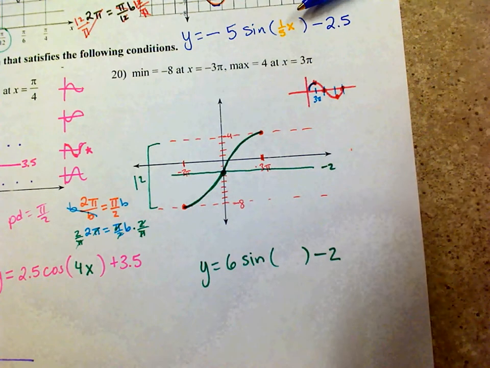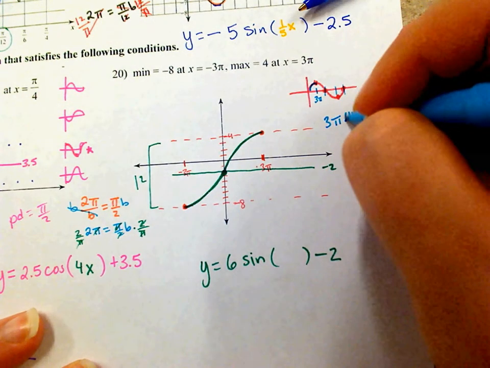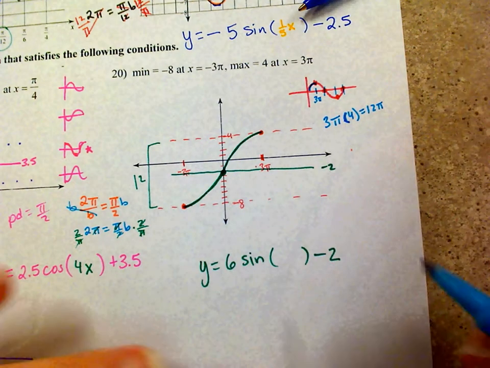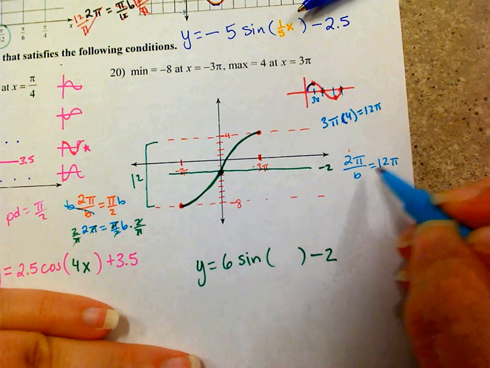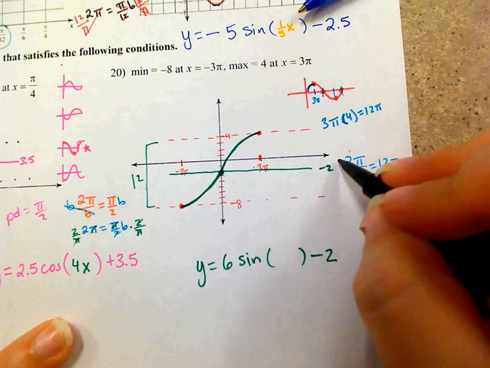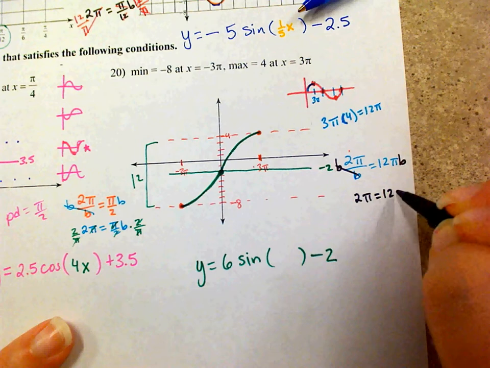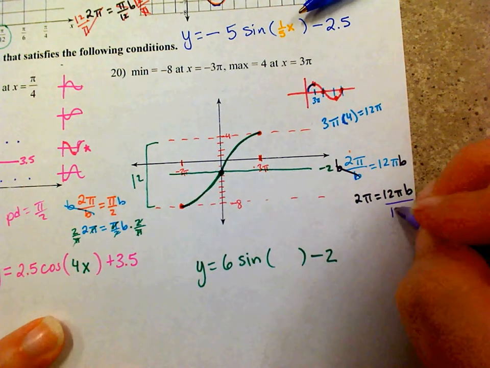So 2 pi over b equals 12 pi, and multiply by b. 2 pi equals 12 pi b, divide by 12 pi. Pi's cancel out, 2 over 12 is 1 over 6. So you can just do x over 6 or 1/6 x, doesn't really matter.